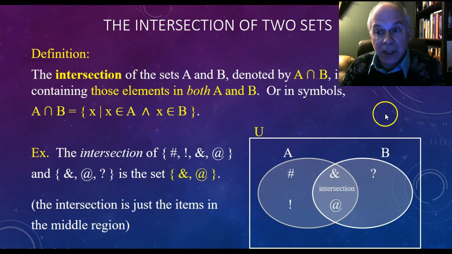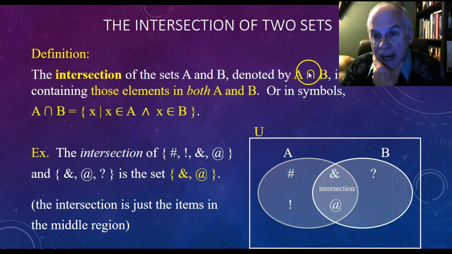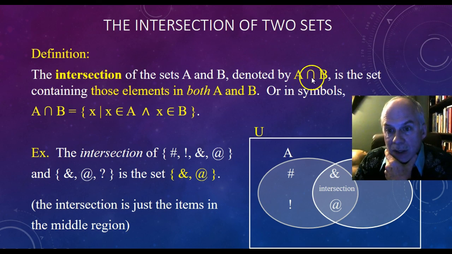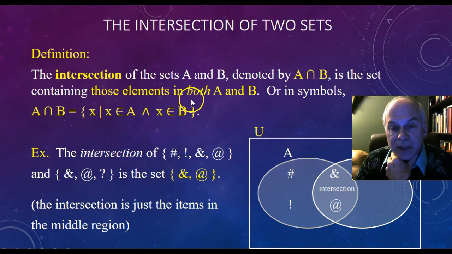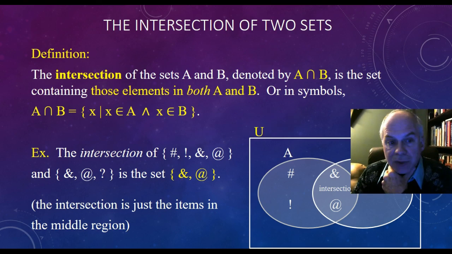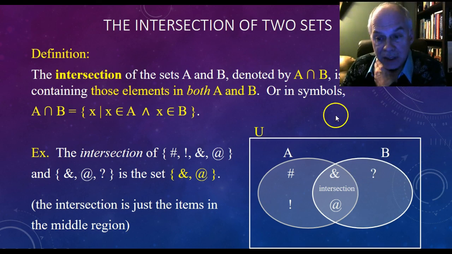Now the intersection of two sets, denoted by A and then the upside down U, B, so A intersection B, is the set containing those elements in both A and B. Or in symbols, A intersect B is the set of all x such that x is an element of A and x is an element of B. All right? So here's an example.